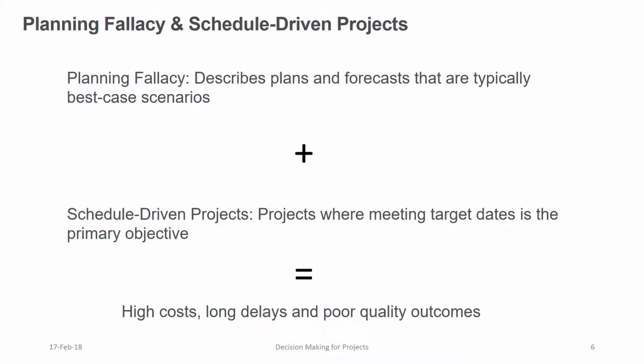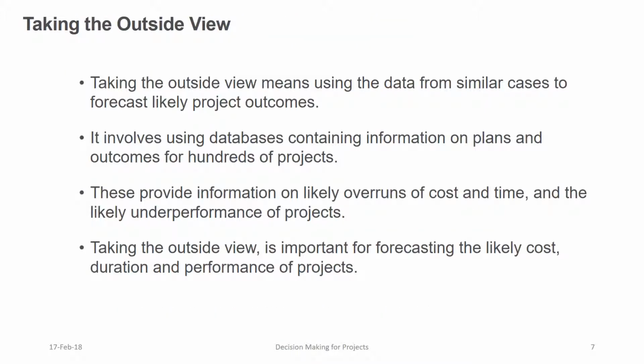Fortunately, there are ways of mitigating this by taking the outside view and front-end loading. We'll describe these in the next slides. Taking the outside view means using the data from similar cases to obtain a comparative forecast and predict likely project outcomes. This is also known as reference class forecasting.